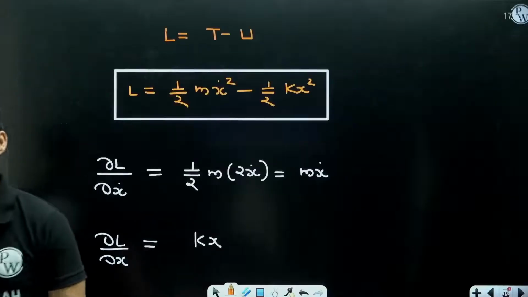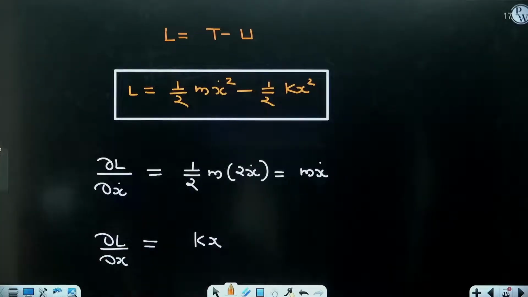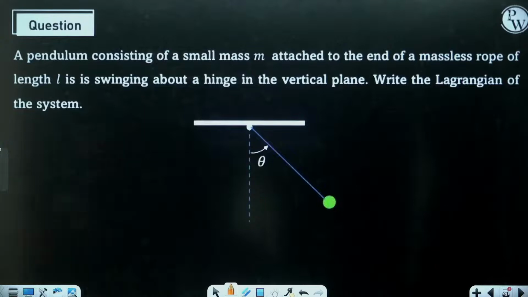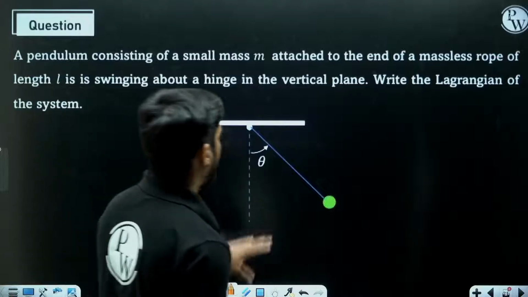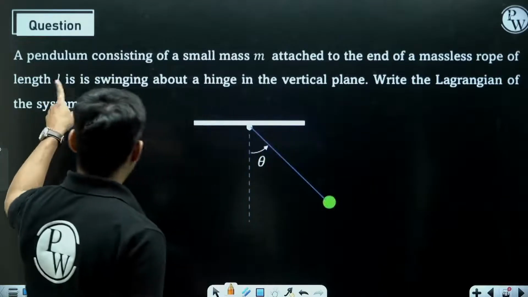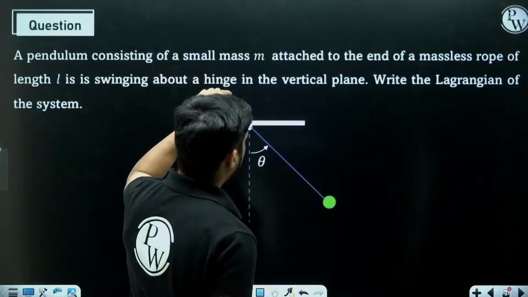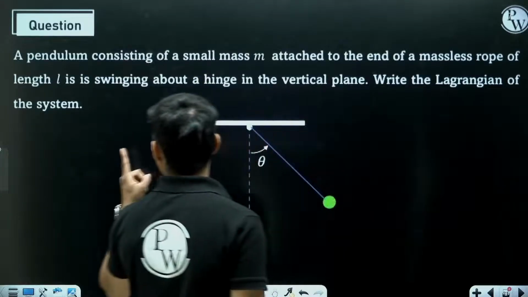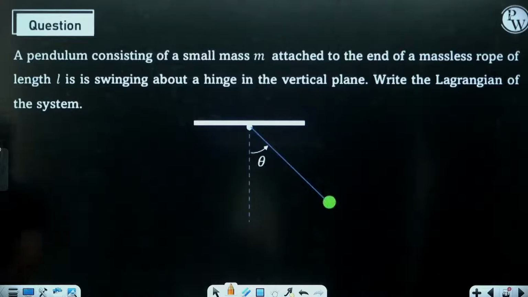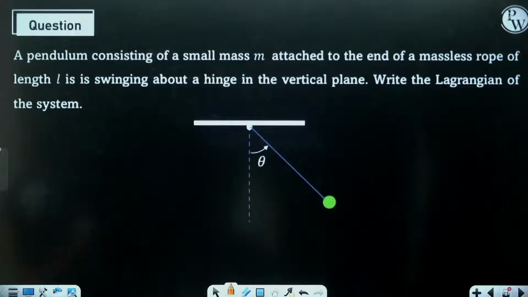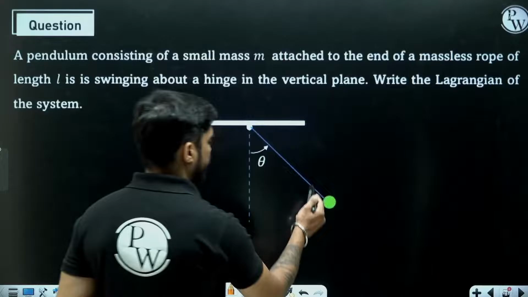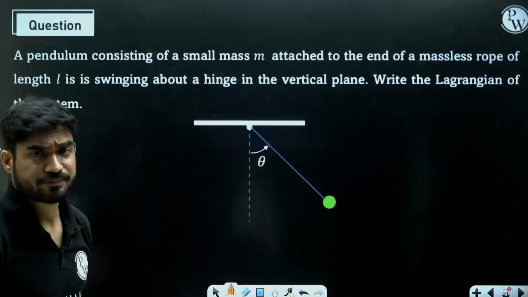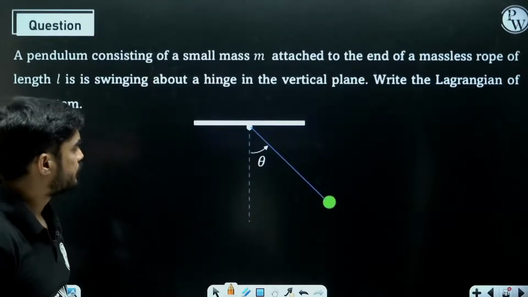Let's move on to the next problem. Now this next problem is based on the pendulum. A pendulum consisting of a small mass m attached to the end of a massless rope of length L is swinging about a hinge in the vertical plane. Write the Lagrangian of the system. So the rope is massless. We don't need to consider the kinetic or potential energy of the rope, but this mass m is like a particle. Okay. Now understand.